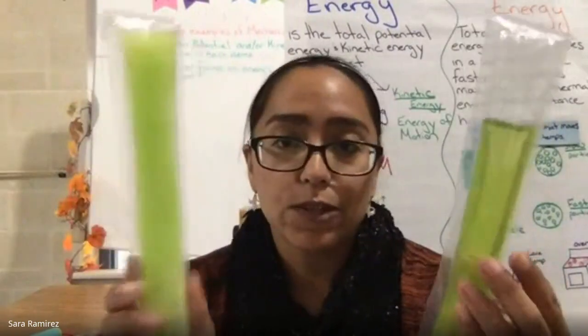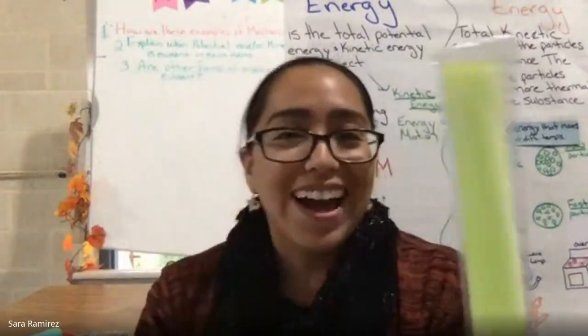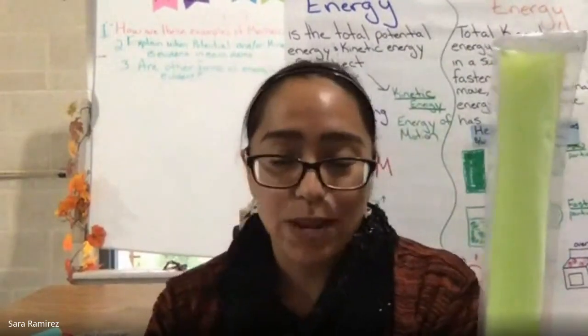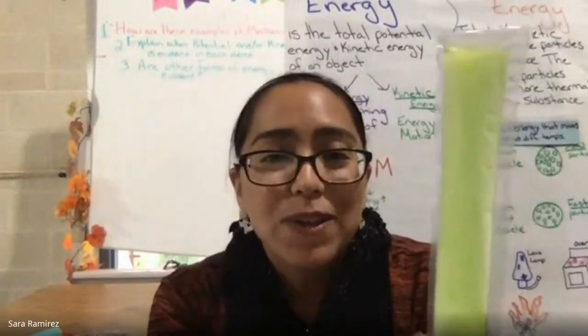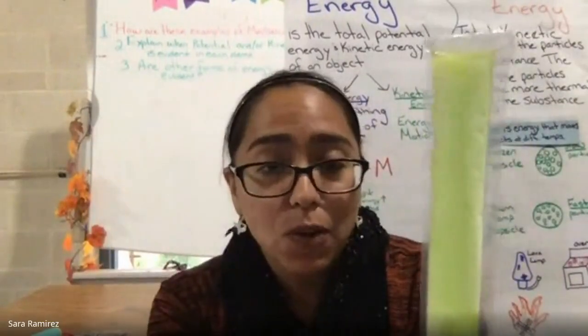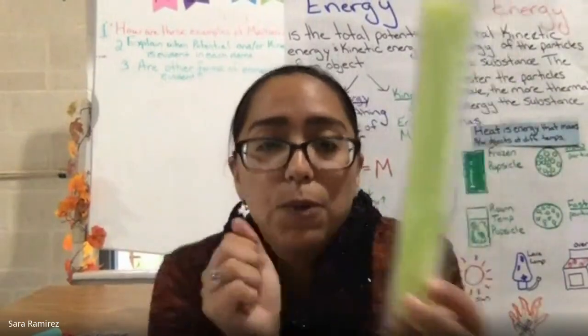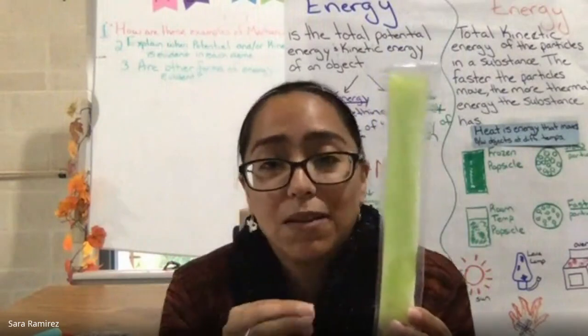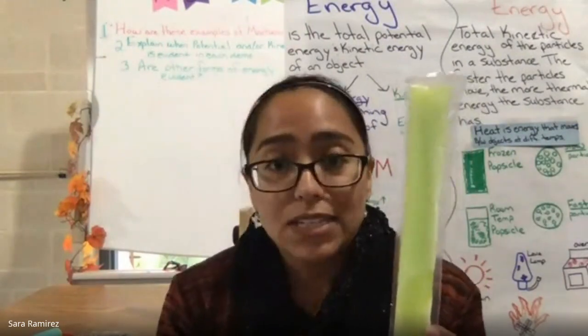So let's take a look first at our frozen popsicle. So our frozen popsicle has less thermal energy compared to our warm popsicle. That is because when things are solid or when they're cold, those particles that make up this popsicle are moving very slow. So because they're not moving fast, they have slow or less thermal energy.